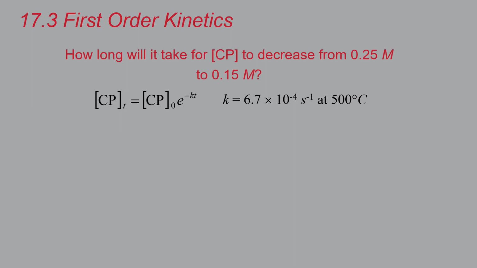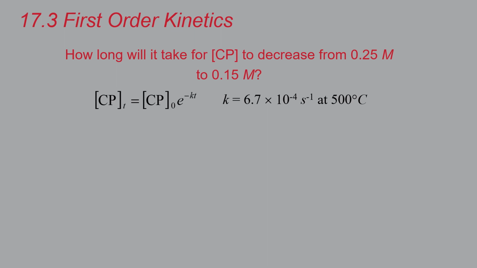Namely, and these are the tricky ones, they're asking you how long is it going to take to go from 0.25 molar to 0.15 molar. So we're asking you in this case where you know what the concentration at time t is, you know what the concentration at time 0 is, you know the rate constant. What you don't know is the time. So I'm going to walk you through this one step by step, because that is probably the most complicated form of these problems.